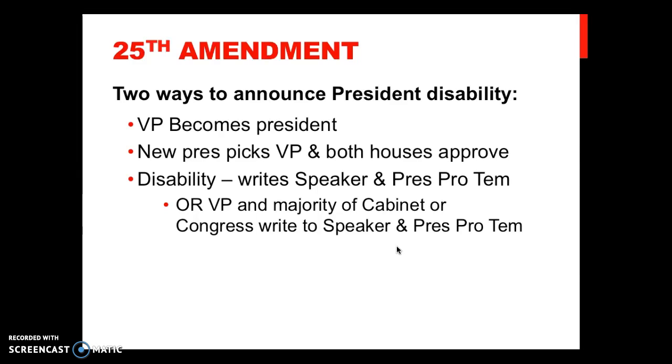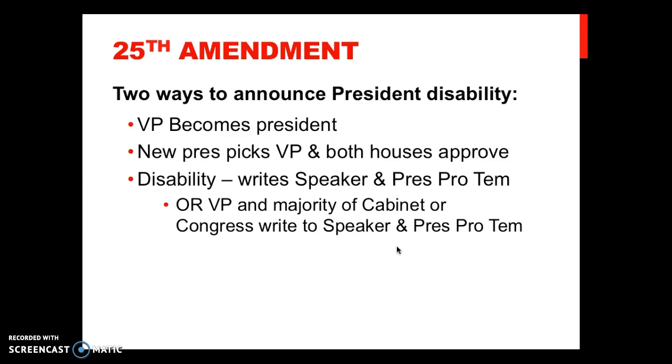25th Amendment, kind of complicated, but this basically discusses 2 ways to announce presidential disability and how to fill that seat. So if the president does become disabled, the vice president would become the president. That new president, the former vice, would pick a vice president, and both houses would have to approve that vice presidential pick. There's two ways for disability to be announced.